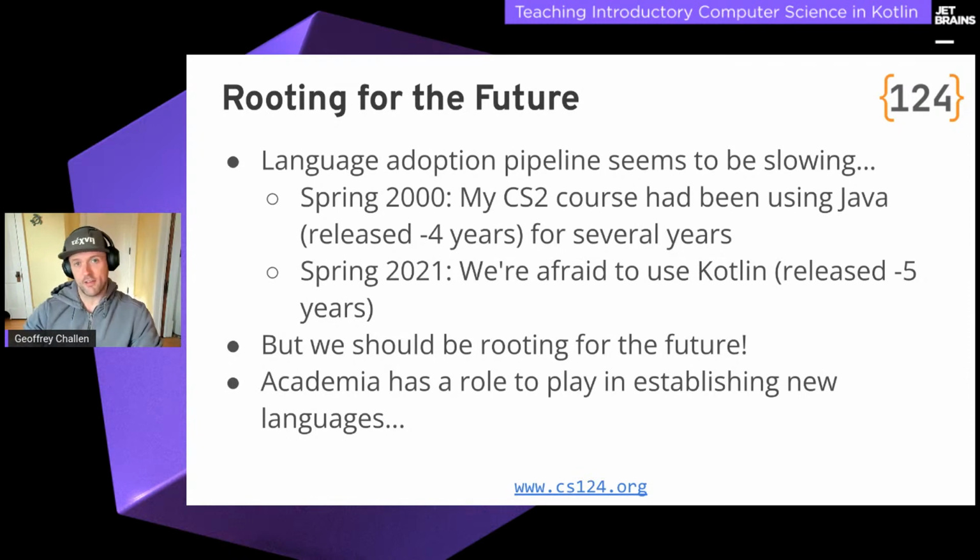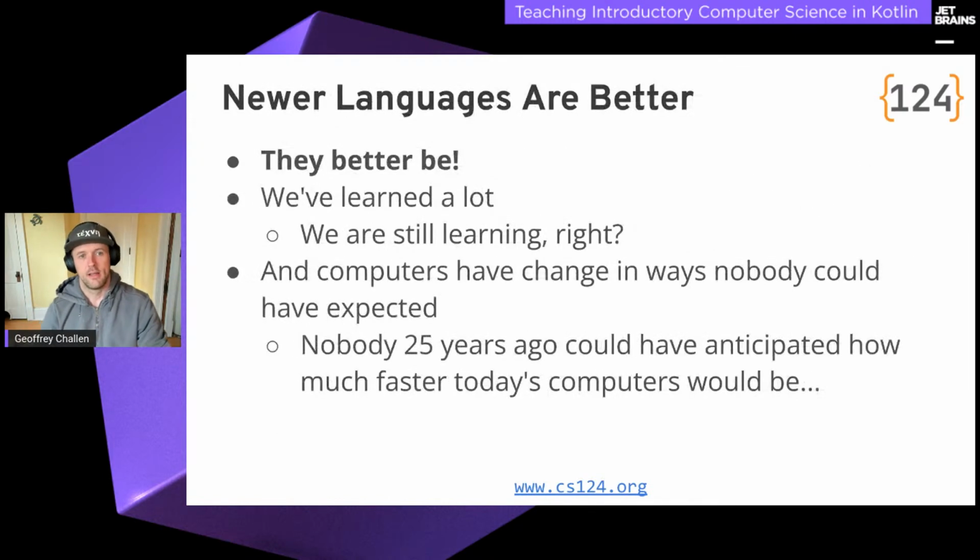I also think that academia has a role to play in helping establish these languages. If everybody tomorrow said, we're going to teach CS1 in Kotlin, people would start interviewing in Kotlin because that's what students would know, right? So there is a little bit of a feedback loop that takes place here.